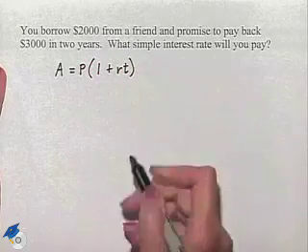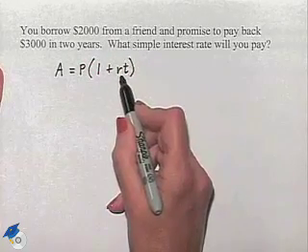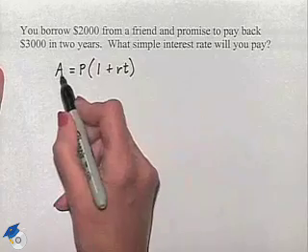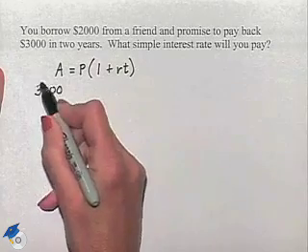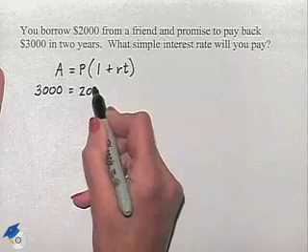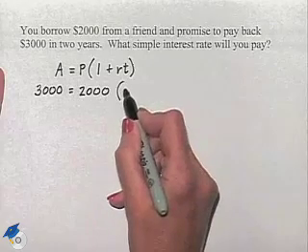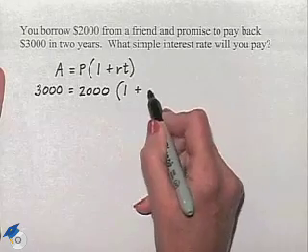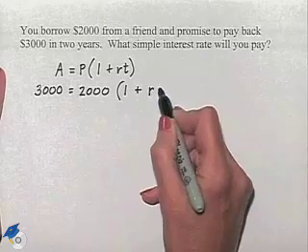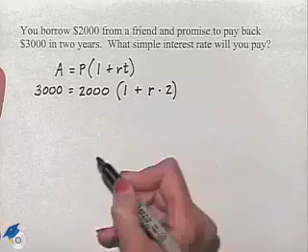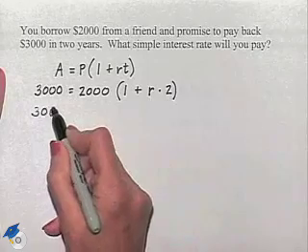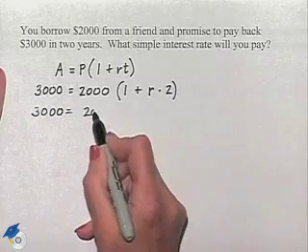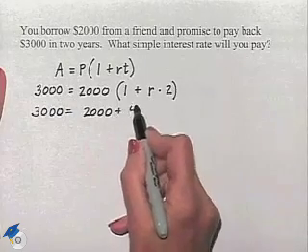Here, we're going to be trying to solve for R, so we're going to substitute for all of the other variables. The A, the amount, would be the $3,000. The P, our principal, is going to be the $2,000. We'll have that multiplied times 1 plus R, which is going to remain an unknown, times 2 for 2 years. Multiplying out using distributive property gives us 3,000 equals 2,000 plus 4,000 R.